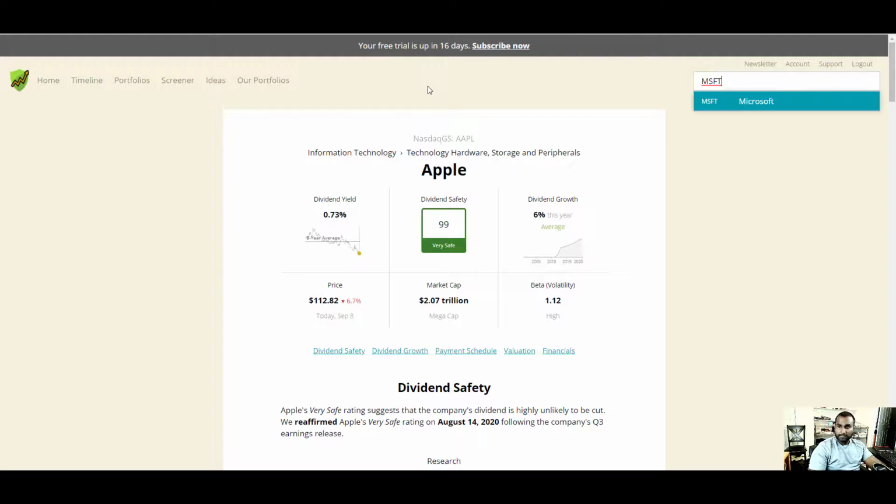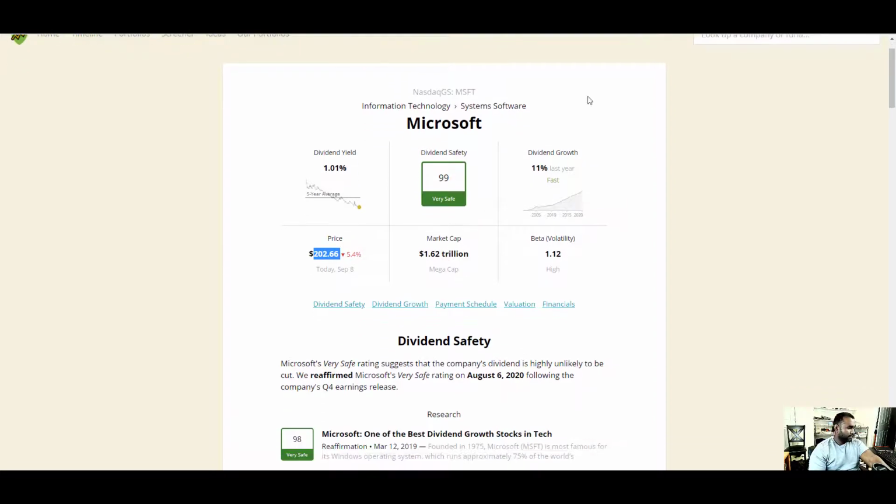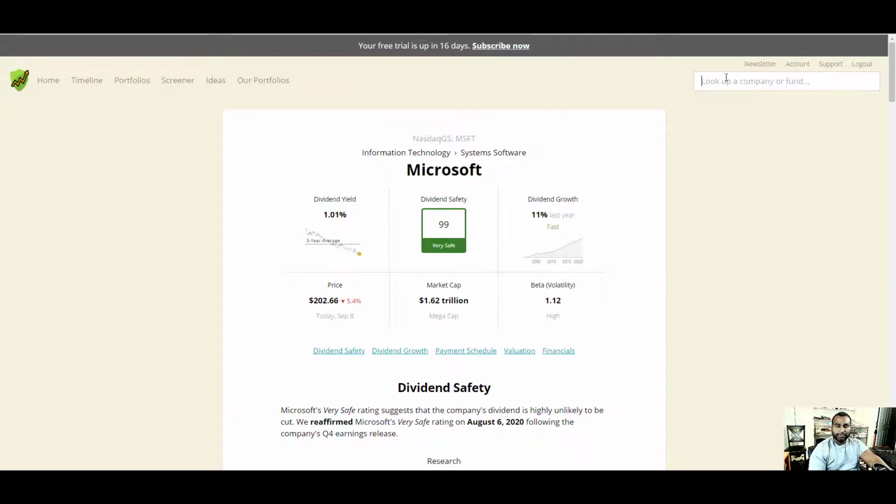MSFT. Let's look at that. $99. They are $1.62 trillion, guys. $220 right now, their stock. Let's look at one more.